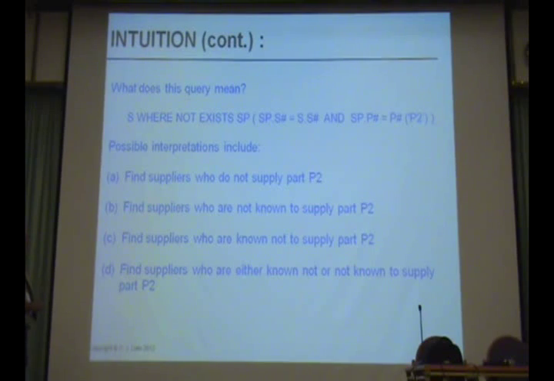So does the query perhaps mean find suppliers who are not known to supply part 2? Or does it perhaps mean find suppliers who are known not to supply part 2? Now, I apologize for this. Believe me, the subtle difference between not known and known not is hard enough for native English speakers to understand. And I'm very conscious I'm presenting to an audience with a lot of non-native English speakers. But you know, there is a logical difference between those two interpretations. Or does it mean suppliers are either known not or not known to supply part 2, and so on.